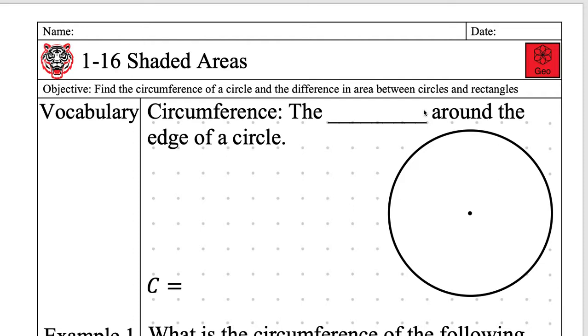All right, we're in geometry. Today's date is Tuesday, October 1st, 10/1, 2019. We're talking about shaded areas today, which is kind of not the best title for the lesson. That's all I could come up with. But the objective is much more descriptive.